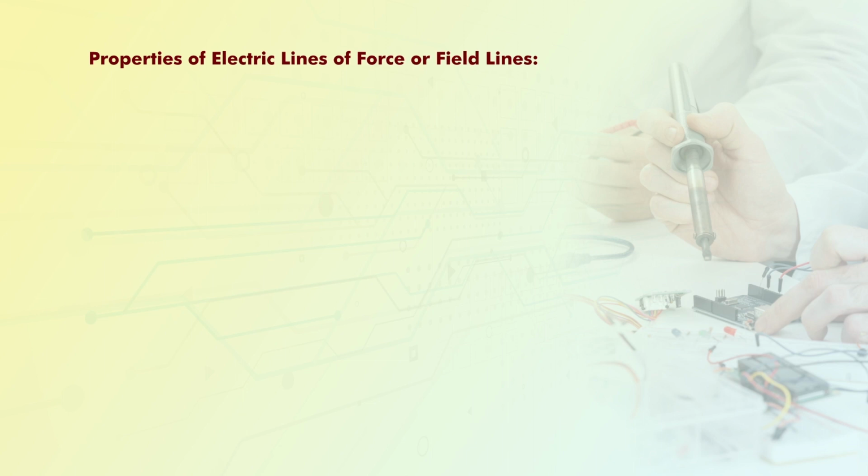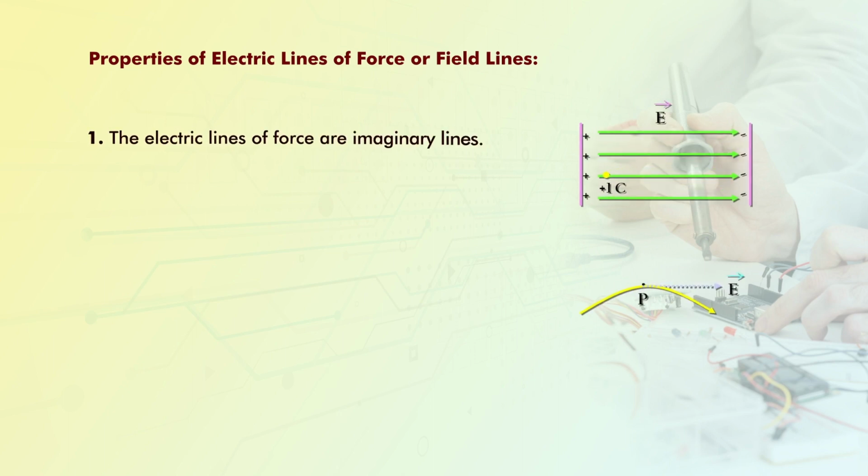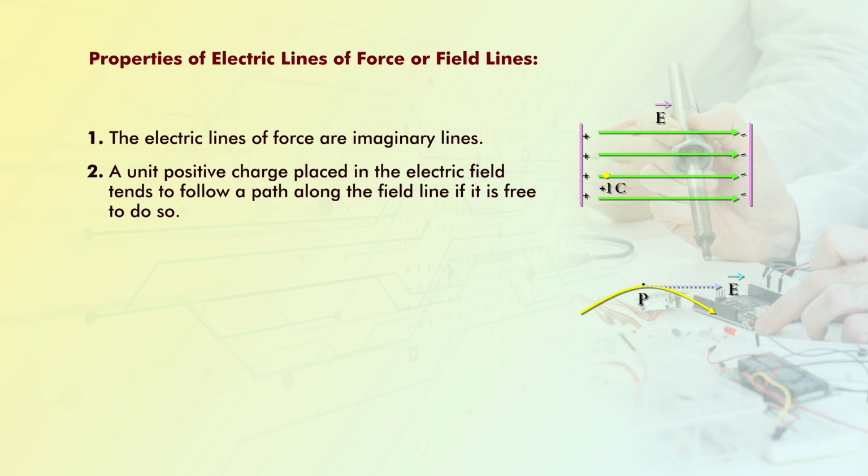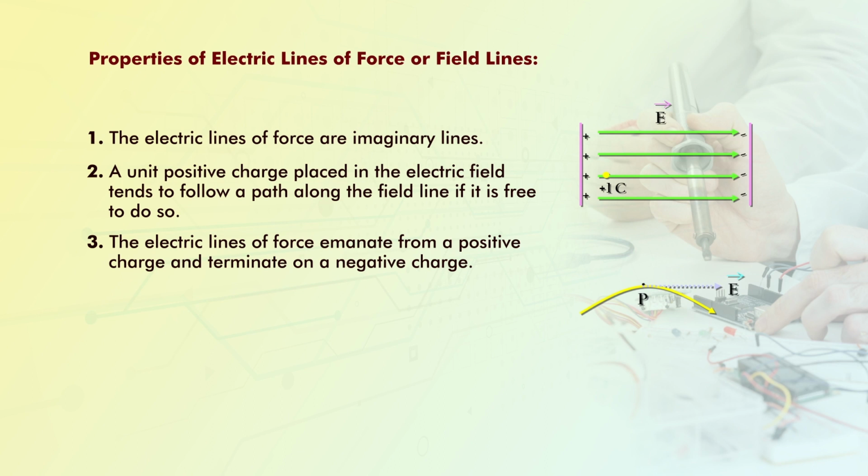So, there are a few properties of electric field lines which should be discussed. You can see in the figure there is an electric field E and a charge of 1 coulomb. The electric field lines of force are imaginary lines. These lines are fictitious. A unit positive charge placed in an electric field tends to follow the path along the field lines if it is free to do so. The electric field lines emanate from the positive charge and terminate on a negative charge. That is, the electric field line starts from a positive charge and ends on the negative charge.